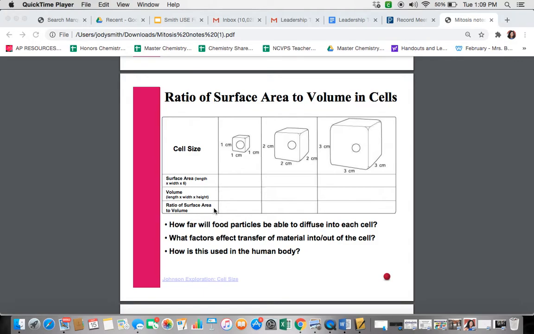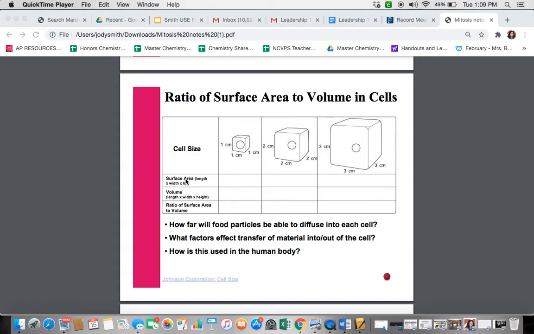It talks about how, if you're looking at a cube, your surface area to volume ratio is much more effective if your cube is smaller. The circle in the middle would be similar to a nucleus, and as you look at the smaller cube, you can move materials into the cell, into the nucleus, a lot more efficiently.